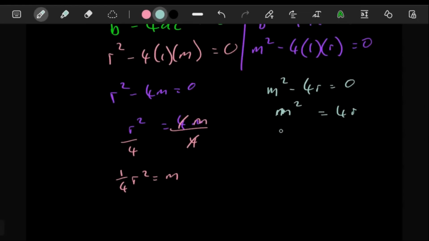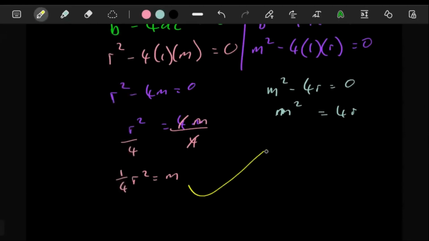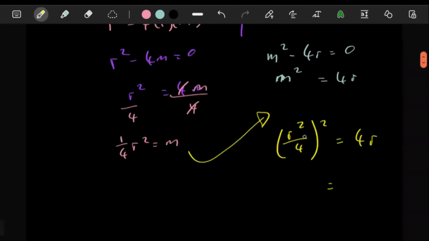But how is that going to come out? Yeah, let's just do it. If you're going to throw this in there, you're going to have r squared over 4, squared, equal to 4r. So let's just square. Let's just remember the square goes for the top and the bottom. This is going to be 2 times 2 is 4. 4 squared is 16.